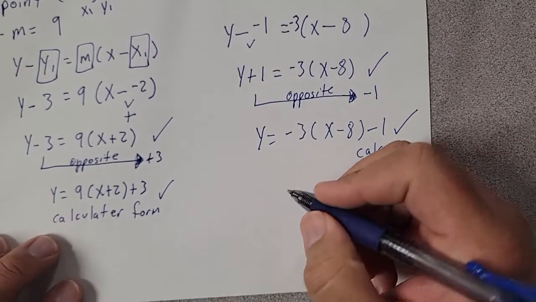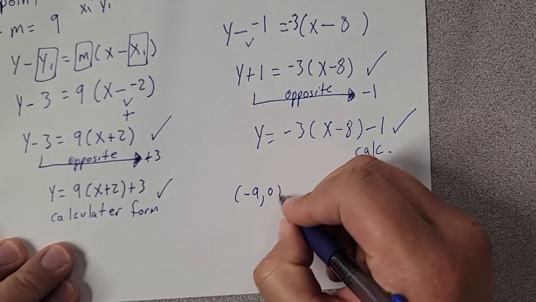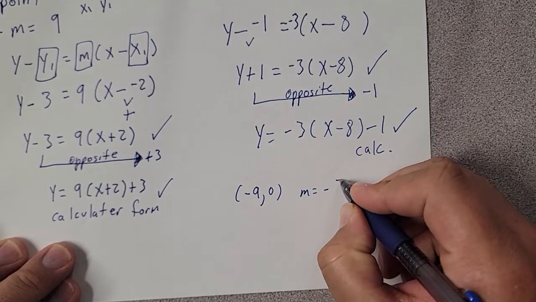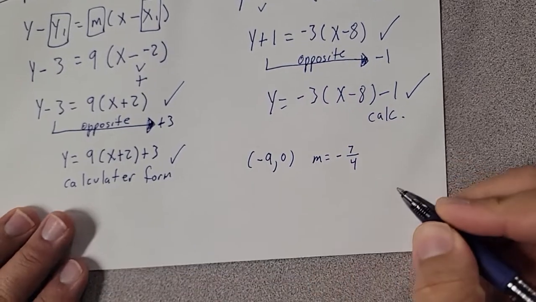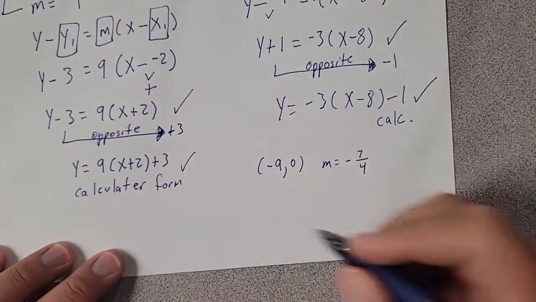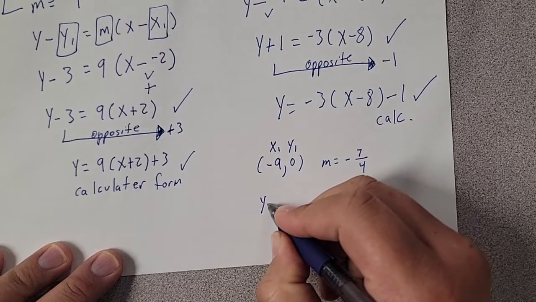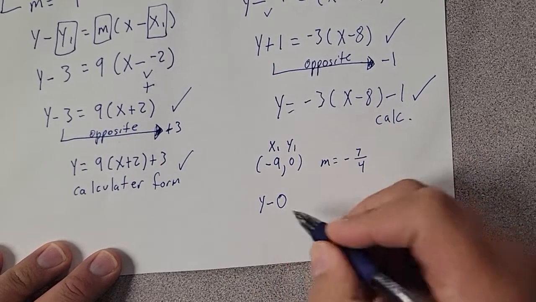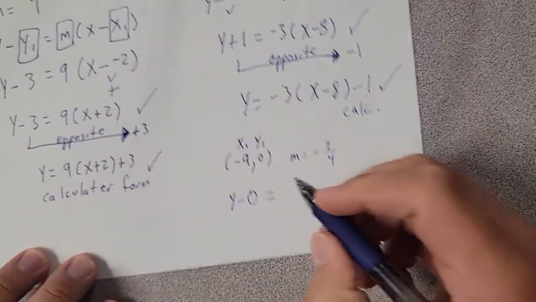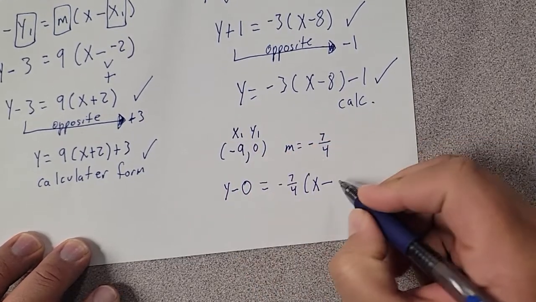Now let's try one last one just so y'all can get used to it. Parentheses, -9, 0. And then the slope is going to be -7 divided by 4. All right, so now don't worry about the fraction, guys. It's just a number. So let's do it. Let's label this x1, y1, y minus y1. Now this is a 0. We'll take care of that in a little bit. Equals, and then my slope number, the m, is -7 divided by 4, parentheses x minus, and this is a -9.